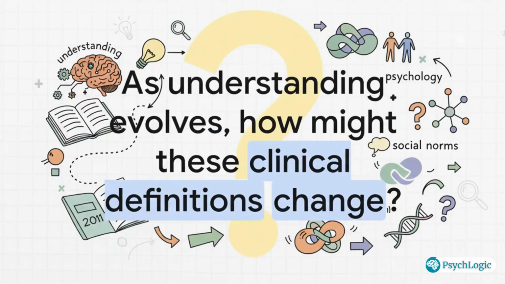And let's just end on a final thought here. The textbook we've been leaning on was published back in 2011. And psychiatry, well, like any science, it's always evolving. So as we learn more about the human mind and as our social norms continue to shift, you have to wonder, how might these clinical definitions change? What will this all look like in another 10 or 20 years? It's definitely something to think about.